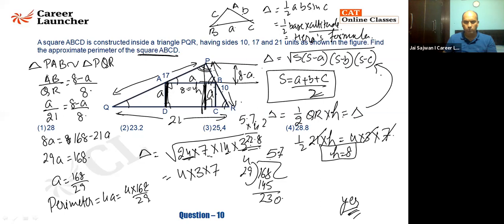It is almost 22.8, a little bigger because I have taken it from 5.7 onwards. Some value will be coming. The answer will come out to be 23.2. You can cross check this one.